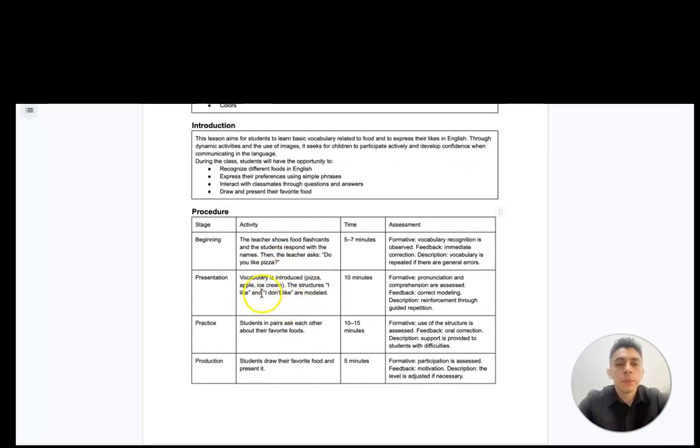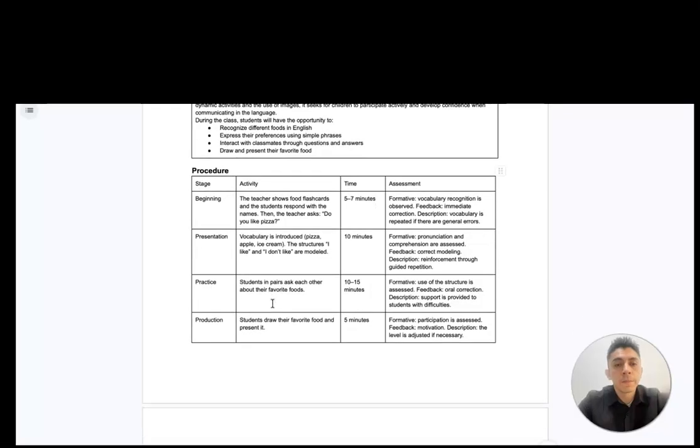Then here in the presentation stage, I will teach the vocabulary we are going to use and basic phrases we repeat together, and I will be able to know if they are understanding and if they can pronounce correctly. I think focusing on the pronunciation is very important in this part.